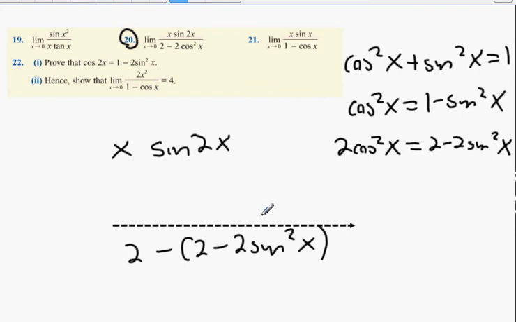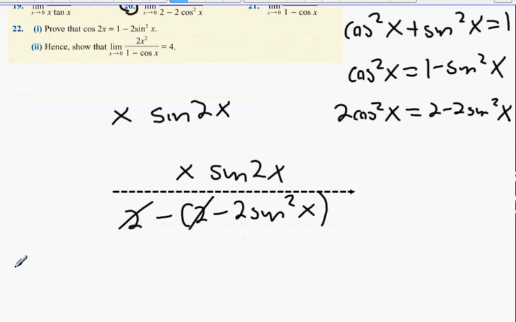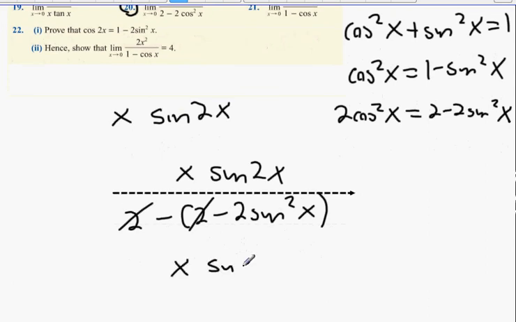Two minus sine squared x divided by x sine 2x. Okay, so what's going to happen is minus 2 cancels with minus 2, and then we're going to get x sine 2x. It's going to be minus 1 multiplied by minus 2 is 2 sine squared x.